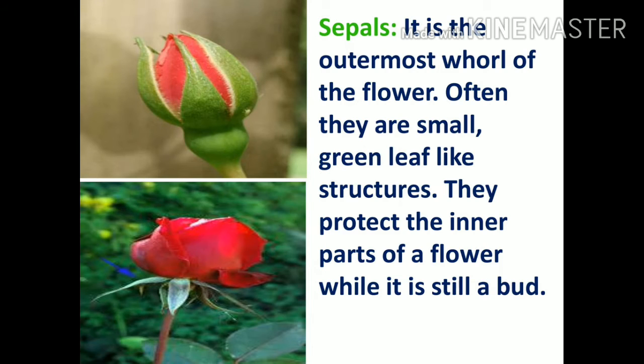Sepals. It is the outermost whorl of the flower. Often they are small, green, leaf-like structures. They protect the inner parts of a flower while it is still a bud.